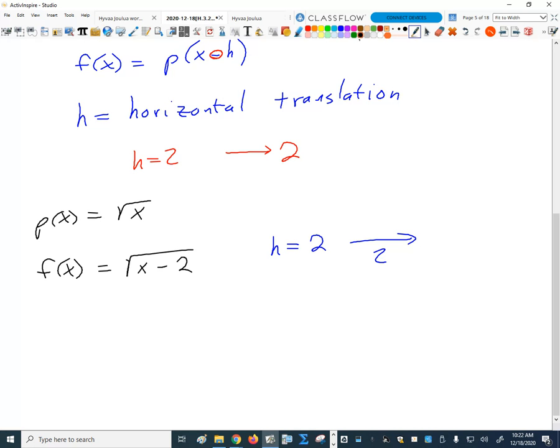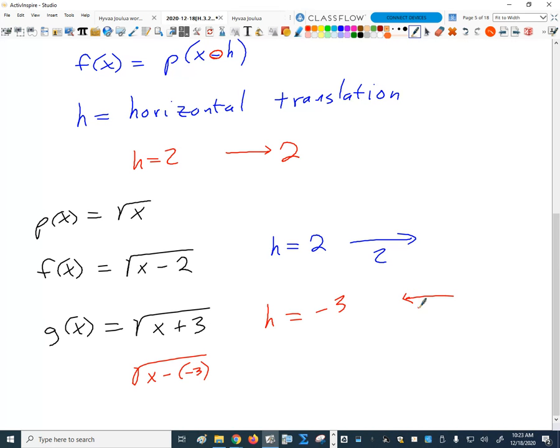Okay, let's look at another one. What if we have g of x equals the square root of x plus 3? Now, what's my value of h in this example? It's negative 3, right? Because h is what's being subtracted from x. And would everybody agree that x plus 3 is the same as x minus negative 3? So h would be negative 3, which means we're going left by 3. You see how that works?